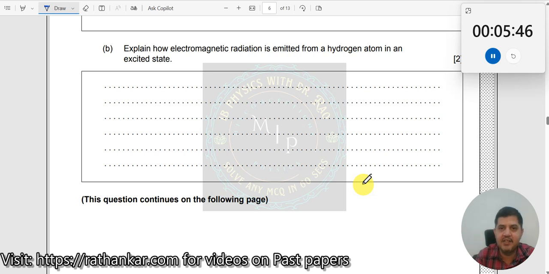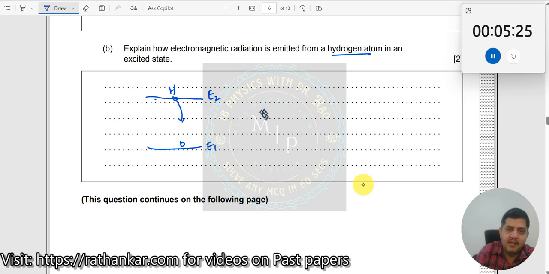Explain how electromagnetic radiation is emitted from a hydrogen atom in an excited state. So what happens? When a hydrogen atom is present in an excited state, the electron jumps down to the ground state. Let this energy be E2 and this energy be E1. Then E2 minus E1, according to Bohr's theory, gives you the energy difference, given as the frequency f of a photon, hf. So when a transition happens from a higher excited state to the ground state, a photon is emitted, and this photon is emitted as electromagnetic radiation.